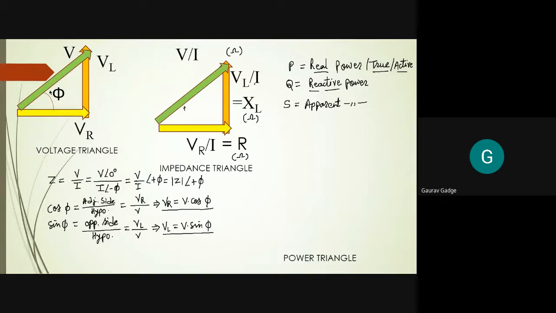VR upon I is R, VL upon I is XL, V upon I is Z. And just see, all the three elements are in ohms, with plus phi. All the three elements in ohms: resistance in ohms, XL in ohms, impedance in ohms.